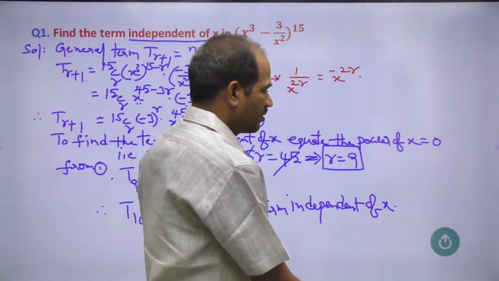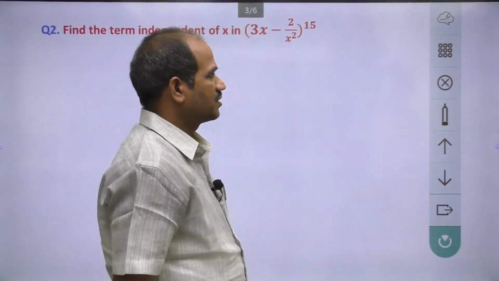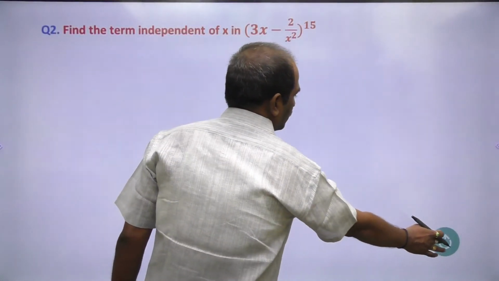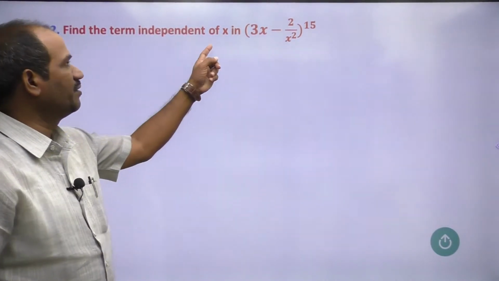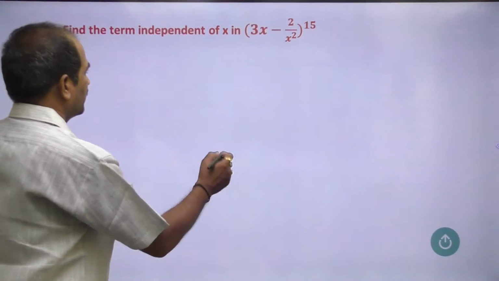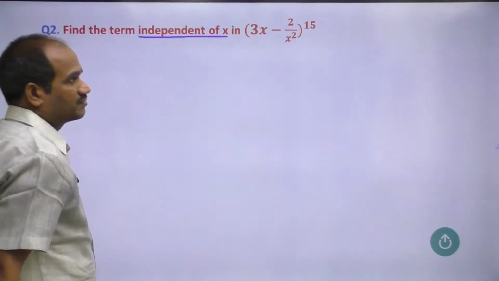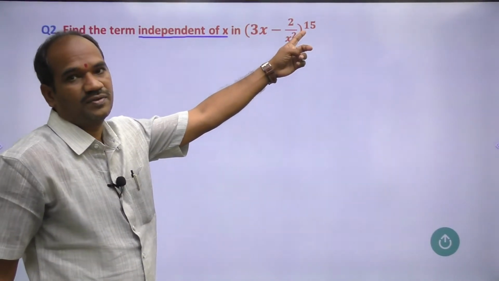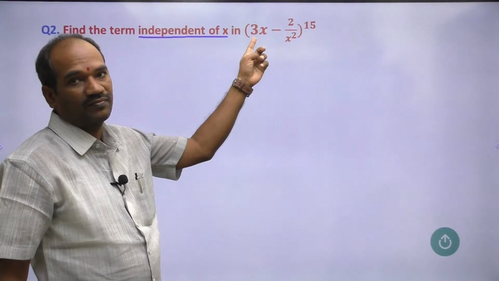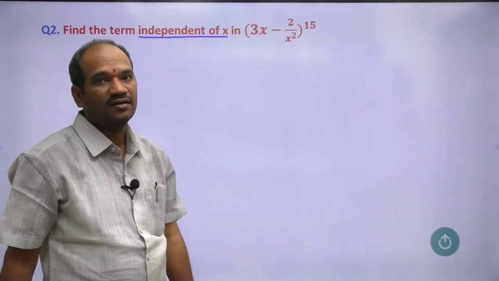Now see the next problem. In the next question also, find the term independent of x. Here we have (x plus a) whole power n, where n value is also 15, x value is 3x, and a value is minus 2 by x square. First write the general term.